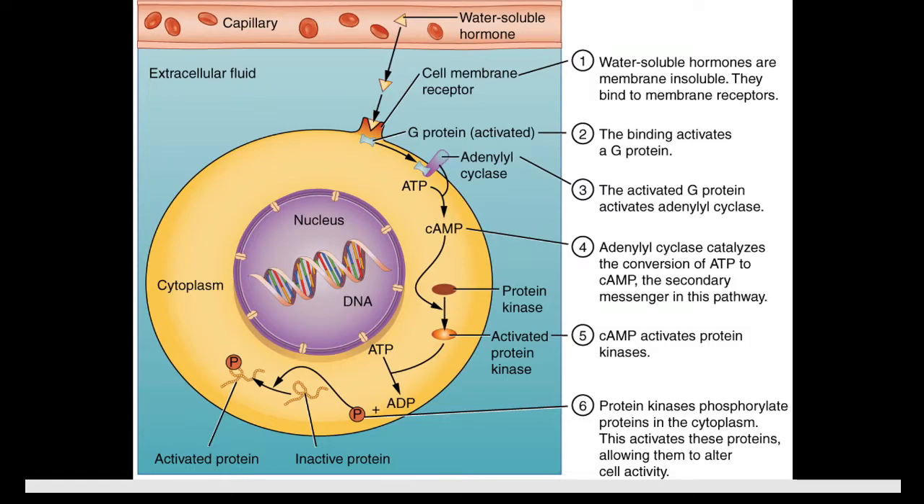Okay, cAMP activates the protein kinase. Protein kinase phosphorylates the proteins in the cytoplasm. The activity of these proteins alters the cell activity; cell activity fully depends on this. So the water soluble molecule does not enter into the nucleus. It's a major thing: a water soluble hormone is not able to enter into the nucleus.